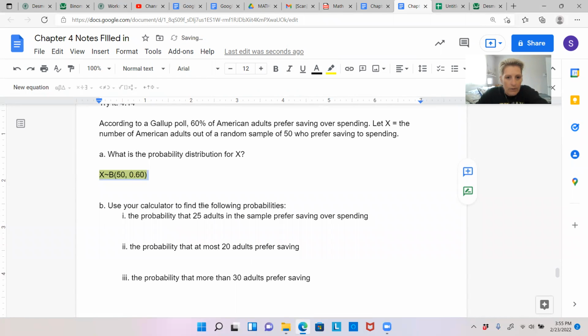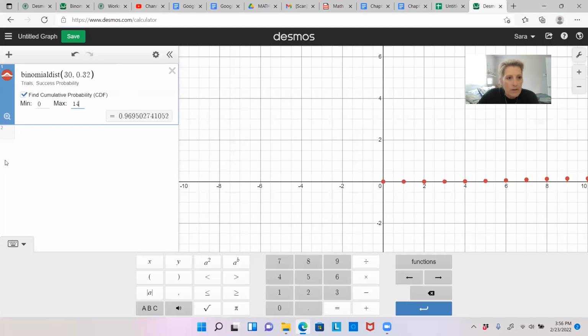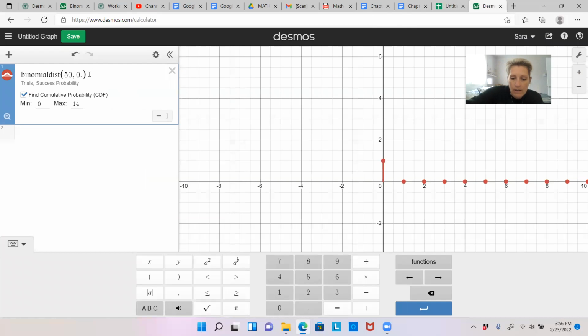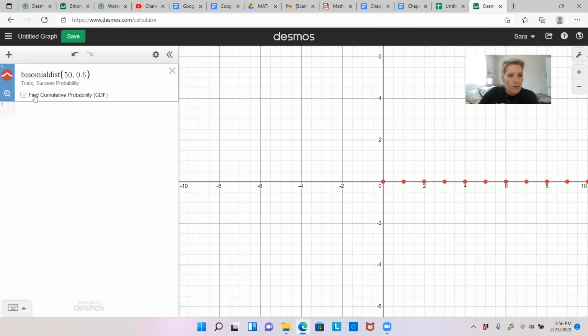It says, use your calculator to find the following probabilities using this definition that we just defined up here. The probability that 25 adults in the sample prefer saving over spending. So that means we are looking at the probability that X equals 25 adults. And you can do this a couple different ways in Desmos. So our definition was 50 and 0.6, and we're going to take the cumulative away.